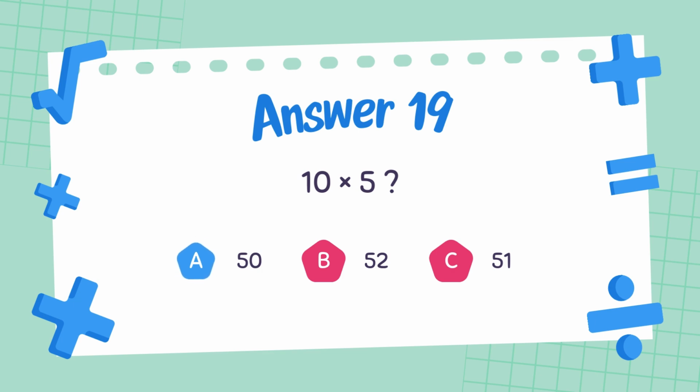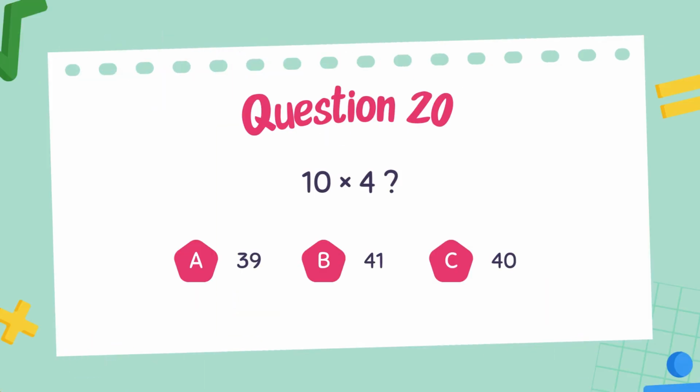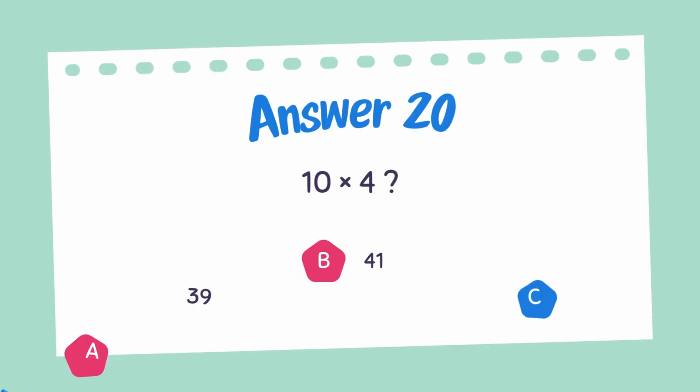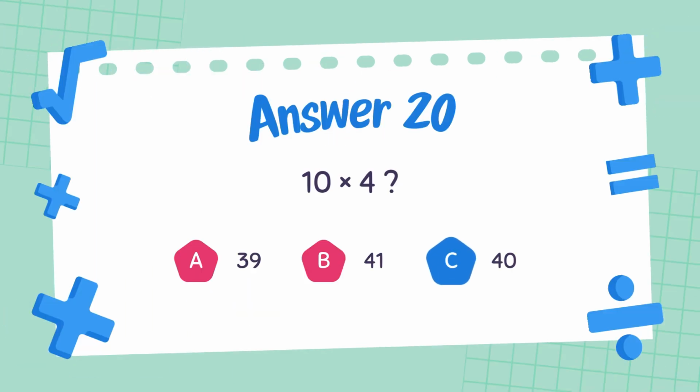Incredible. Question 20. What is 10 times 4? Is it A, 39, B, 41, or C, 40? The answer is C, 40.